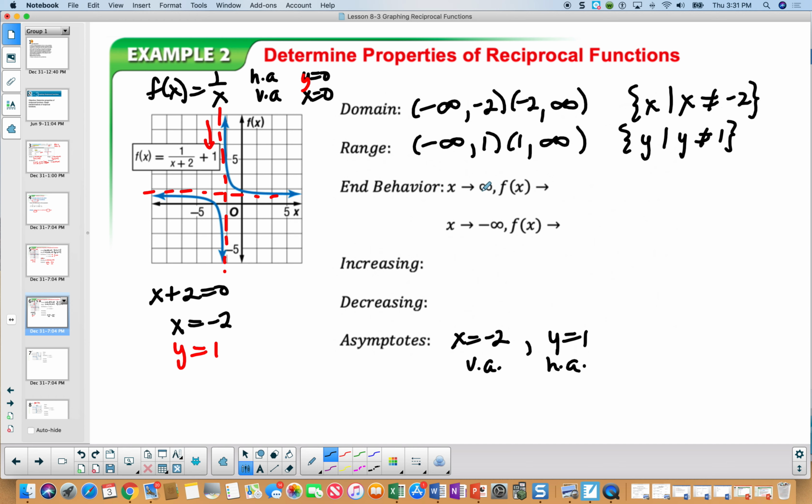Now the end behavior is what the function wants to follow as x goes to infinity, and it's going to want to follow 1. And this is not unusual because that's the horizontal asymptote, y equal to 1. So it wants to follow that horizontal asymptote. It's not an increasing function, it's just the parent that has been shifted, and so it's decreasing over the same domain as before. And so I just write the domain, and that's where it's decreasing as well.